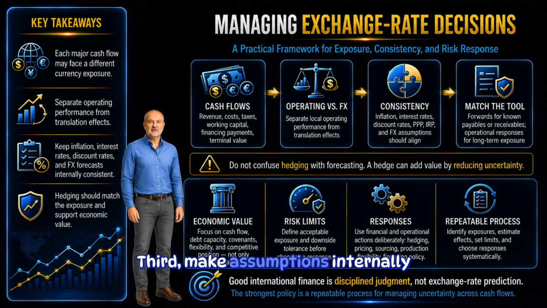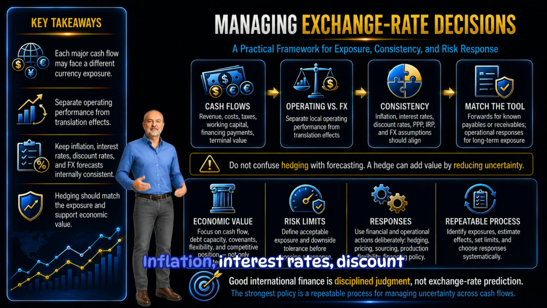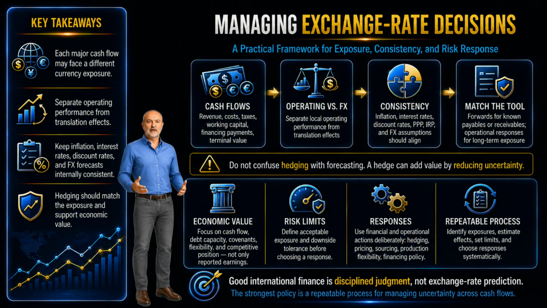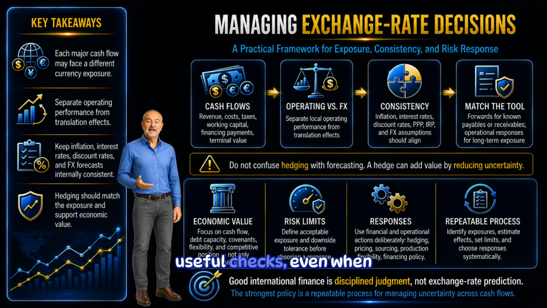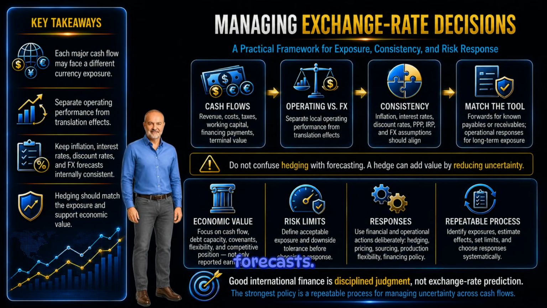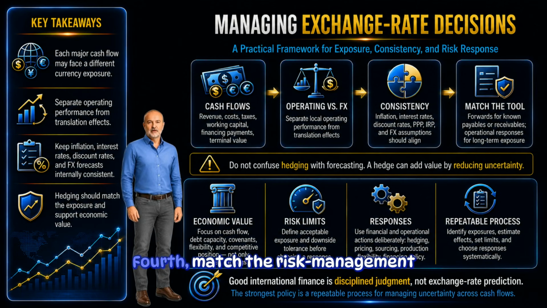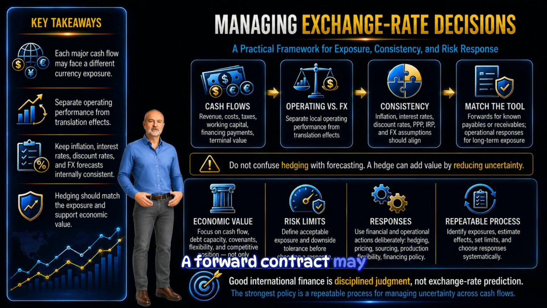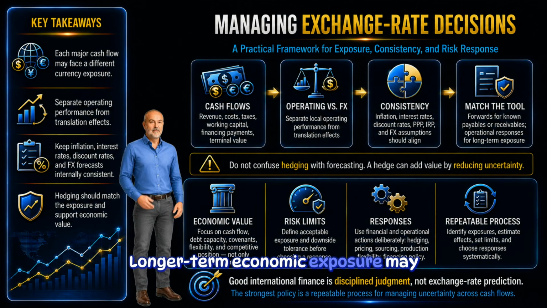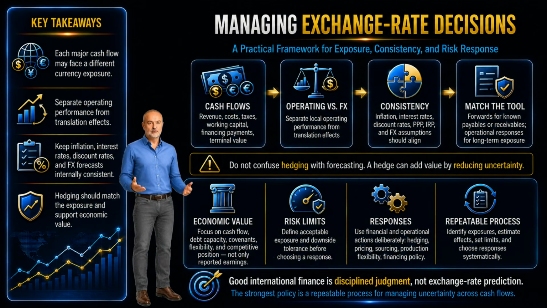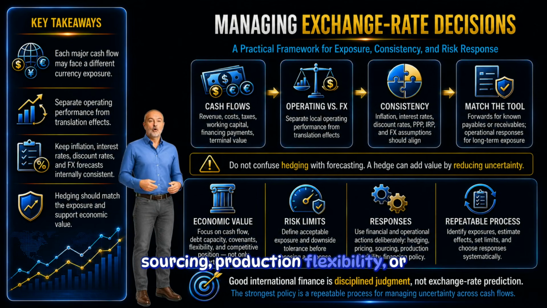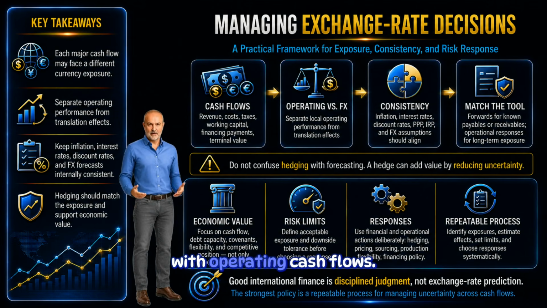Third, make assumptions internally consistent. Inflation, interest rates, discount rates, and exchange rate forecasts should support one another. PPP and IRP are useful checks, even when they are not exact forecasts. Fourth, match the risk management tool to the exposure. A forward contract may suit a known receivable or payable. Longer-term economic exposure may require pricing changes, local sourcing, production flexibility, or a financing policy aligned with operating cash flows.